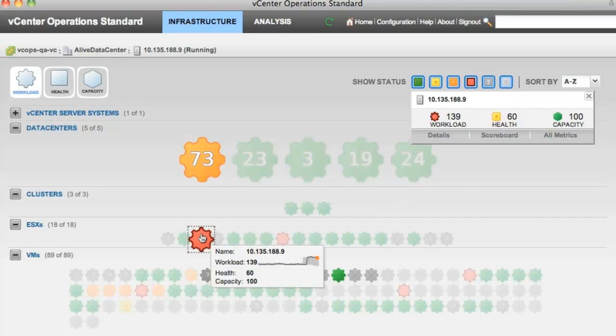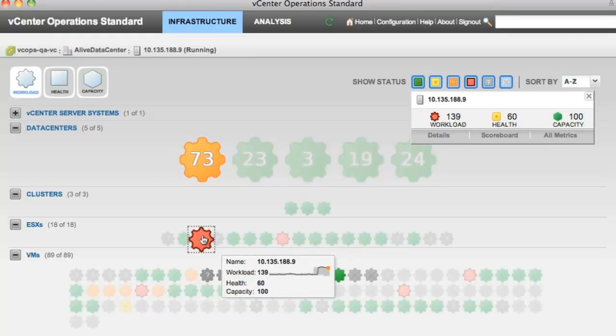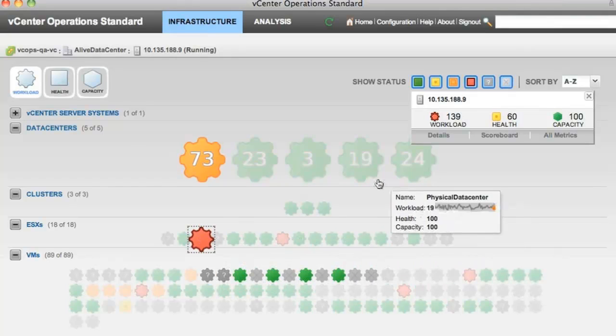So we see something peculiar here. We notice that this ESX host is red, indicating that it has a high workload, but none of the running VMs on it are red. So none of the VMs are actually having any problem. And we see that there's some other VMs here that aren't running, and those are shown in gray. So why would it be that all of the VMs on that ESX host are fine, but the ESX itself is a bit overloaded? Well, this brings us into the next section of our product.